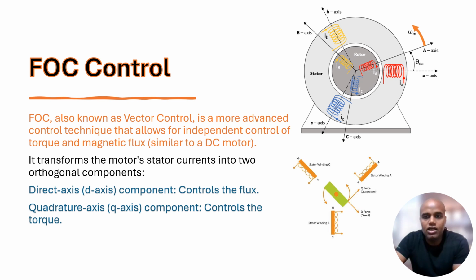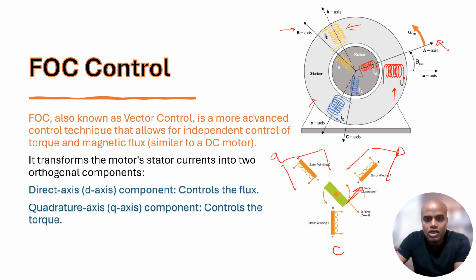In this figure, the solid lines represent the three phases of my rotor, and the dotted lines represent the three phases of my stator. Similarly, the three-phase stationary frame ABC values, let's say these phases are A, B and C, are being converted into two orthogonal components. This is my Q axis, and this is my direct axis. The direct axis controls the flux, and the Q axis controls the torque.